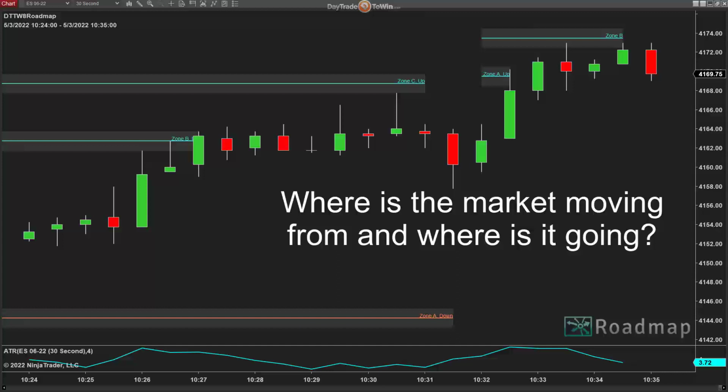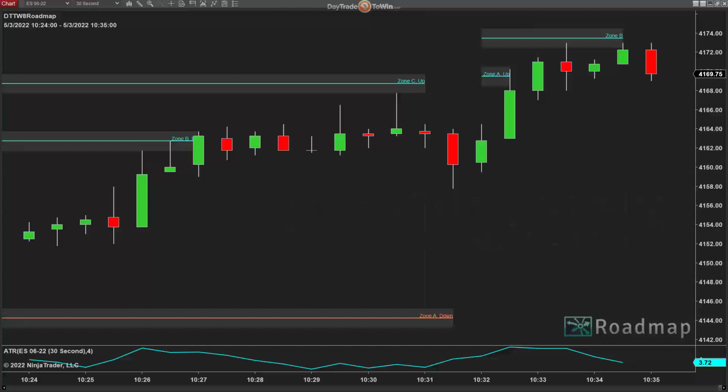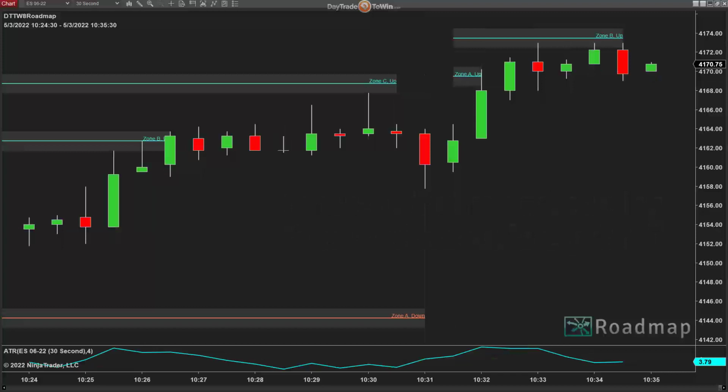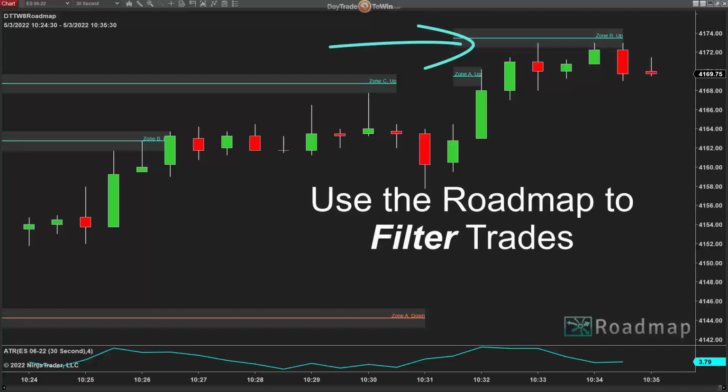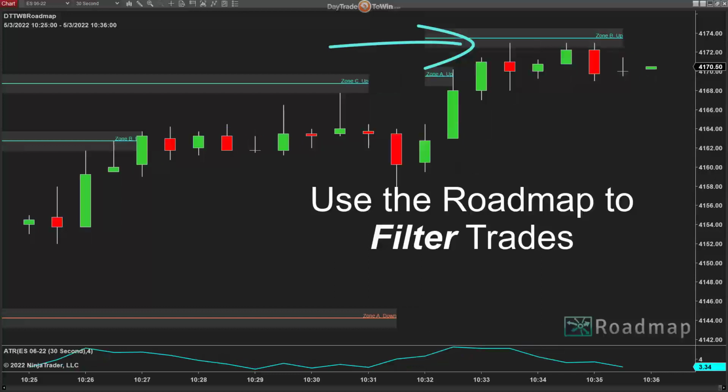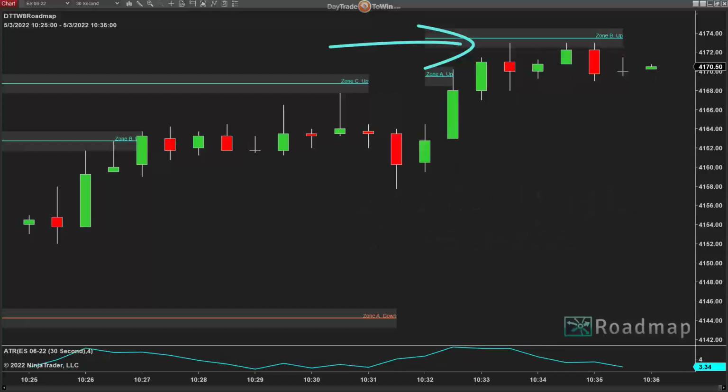We have to be very careful to understand at these areas and at these levels what exactly we should be doing. So for example, whenever I see these shaded areas using the roadmap software, I want to be very careful not to go against them. Since the shaded areas are blue, that means there's going to be resistance there at zone B, so the market's going to have a hard time going through it. Now if it just breaks through it and keeps on going, no problem. There's a long opportunity to buy the market at that price.